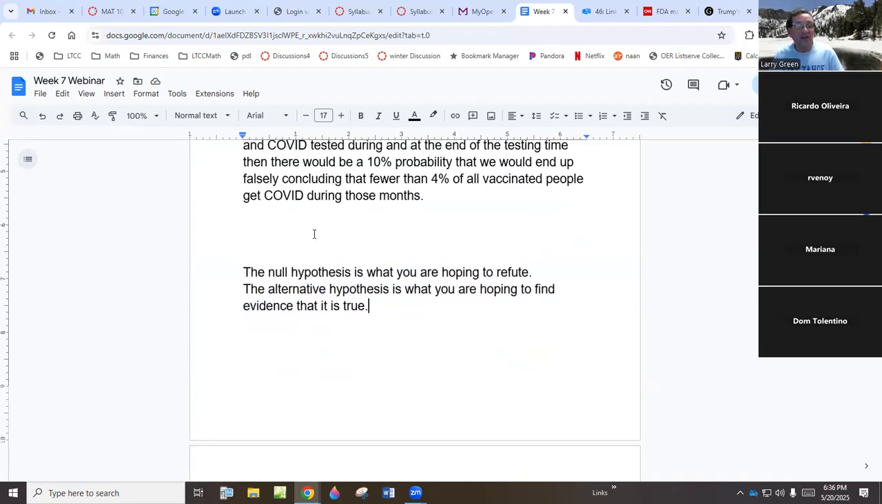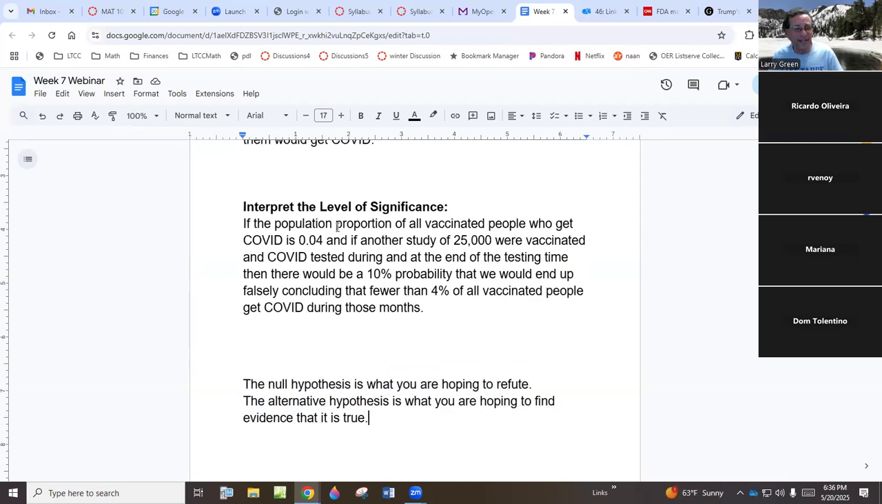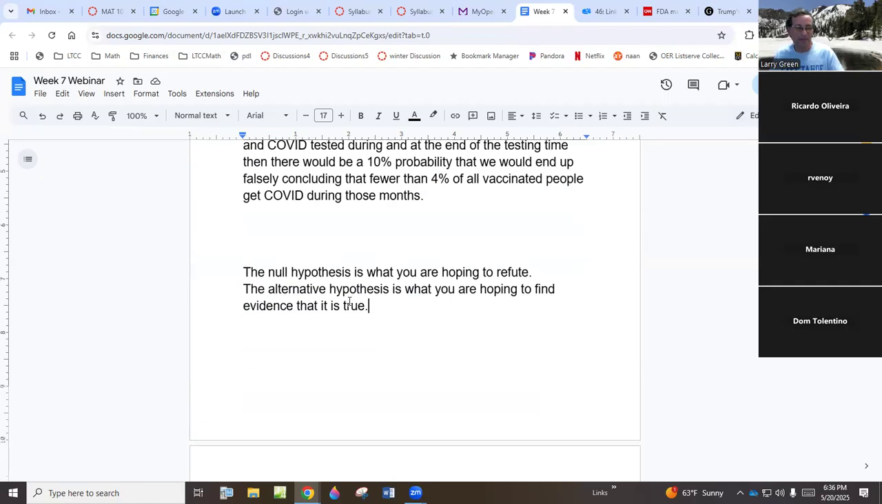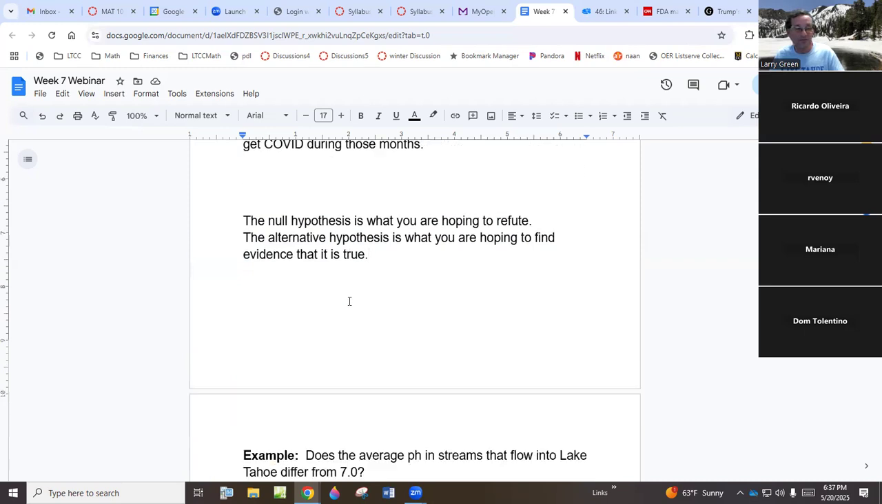And just to note another one, you never, ever, ever say the null hypothesis is true based on your data. You can't do that. You can only say there's statistically significant evidence for the alternative hypothesis to be true. You fail to reject is not the same thing as saying accept. Okay, so now let's go to another example. Sound good?